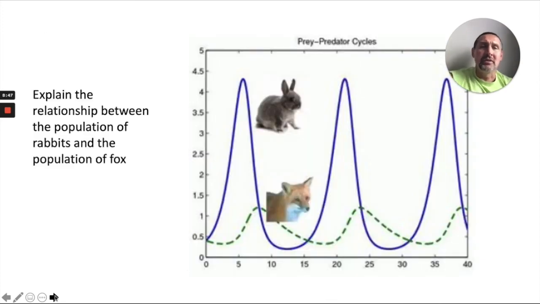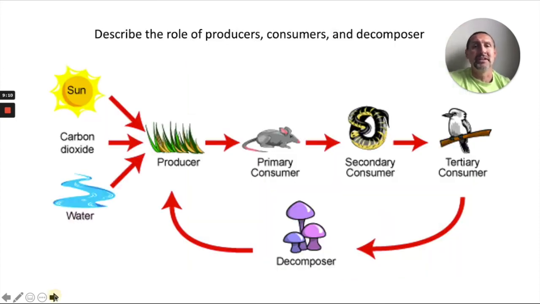This graphic is showing predator and prey cycles. As the population of rabbits increase, there's more food available for the predator, the foxes. As the fox population increases, they begin to eat more of the rabbits, and the rabbit population takes a nosedive. With no more food available, the foxes die off, and the rabbit population begins to increase again. This graphic shows that predator and prey relationship.